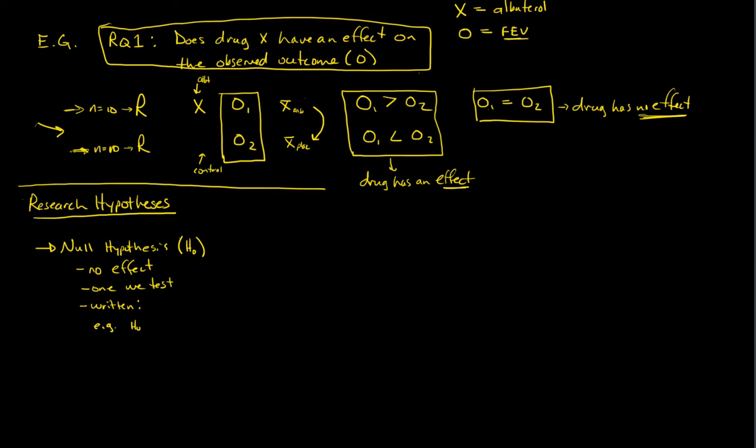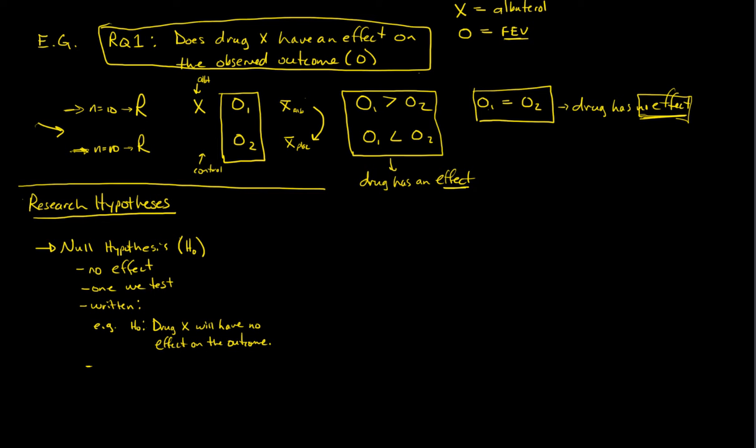So an example of a written null hypothesis based off our design above is: drug X will have no effect on the outcome. Pretty self-explanatory. It's just written out. That's exactly what we're saying up here. The drug has no effect. We're just making it in written form.